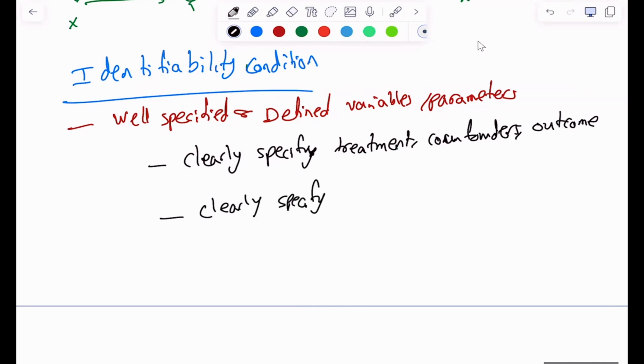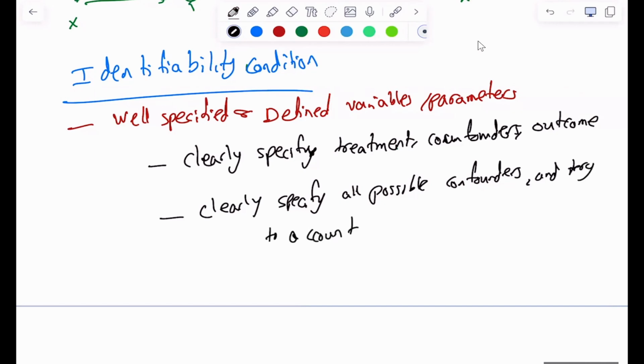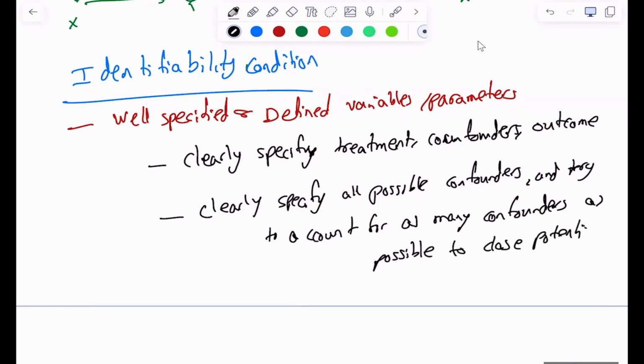And then make sure that you clearly specify all possible confounders and try to account for as many confounders as possible, to close potential backdoor paths, or non-causal paths.